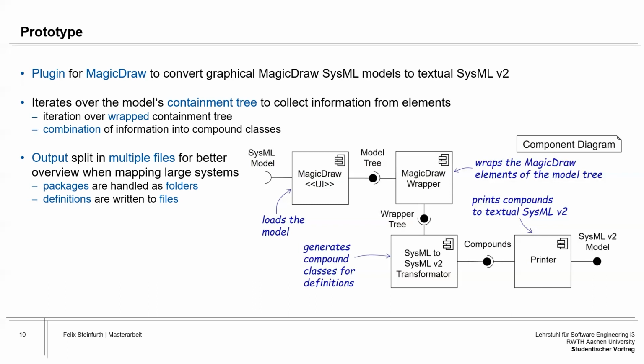Therefore, we take the generated model tree and generate compound class instances for those elements that are mapped to definitions. Those compounds are then forwarded to the printer classes that print the compounds to textual SysML v2 and therefore provide the SysML v2 model structure of packages and those definition files.